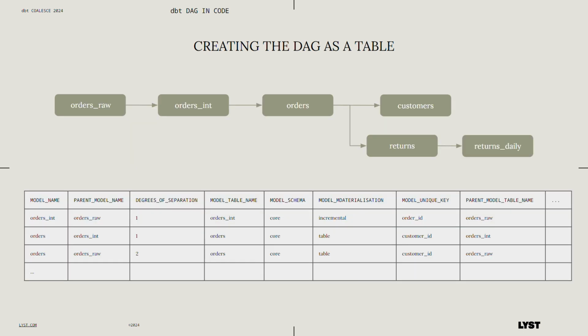So using the same example as before of the orders of returns pipeline, you can see below that we have a row for both orders and orders int relationship with 1 degree of separation, as well as orders and orders raw with 2 degrees of separation. And if there are any parts of the DAG where 2 models are multiple degrees of separation away, we have a row for each one. And then with this and Snowflake query history, we could find how much each model is being queried, and then also check if any of its children are being queried as well.